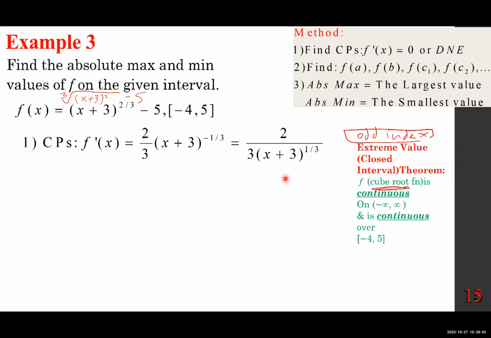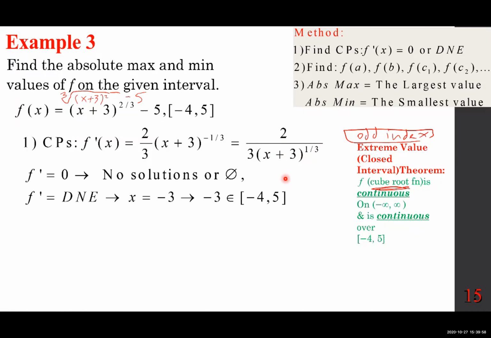I hope you understand what happens here. By the way, again, this is phi, which means no solutions. This is a Greek letter phi, which means an empty set. So, again, f prime is 0: you set the numerator equal to 0, it doesn't give us anything. F prime doesn't exist: the denominator equal to 0 gives us -3.